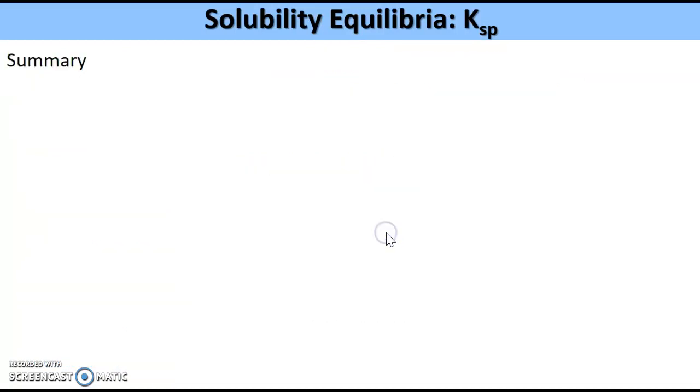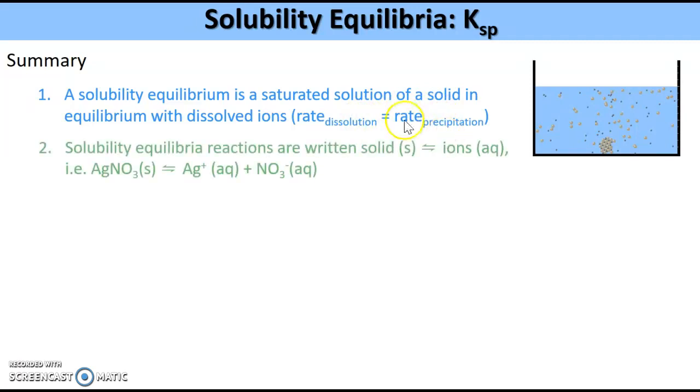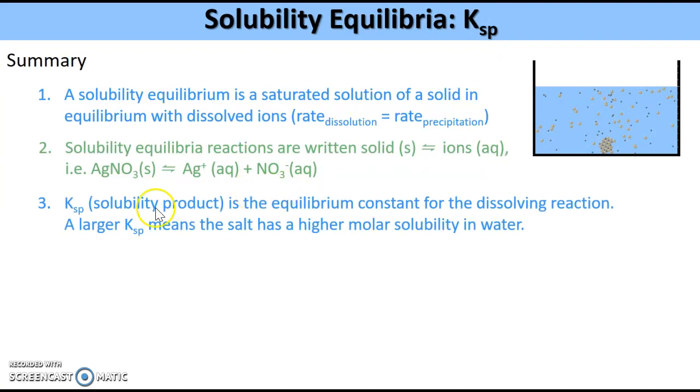Okay, so that's it. What we've done here in this video, first thing, talked about what solubility equilibrium looked like. It's simply a saturated solution, so you have solid on the bottom in equilibrium with dissolved ions. So for every ion that dissolves, another one precipitates back into solid, and that way the rates are equal and you've reached equilibrium. Second thing we talked about was writing equations for these. You always put the solid on the left and the separated ions on the right.